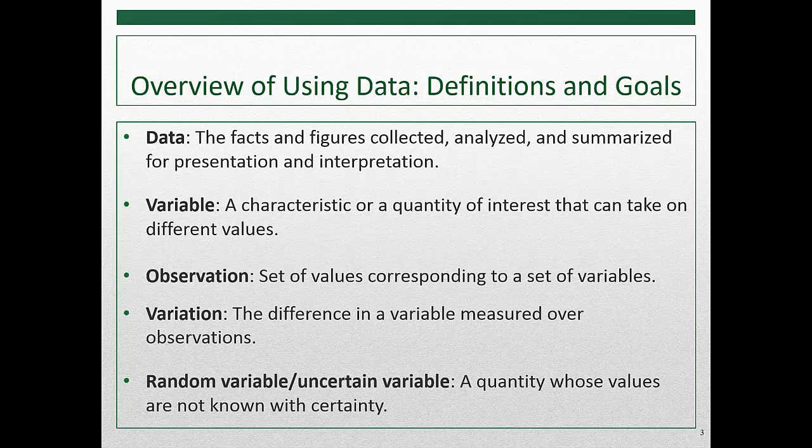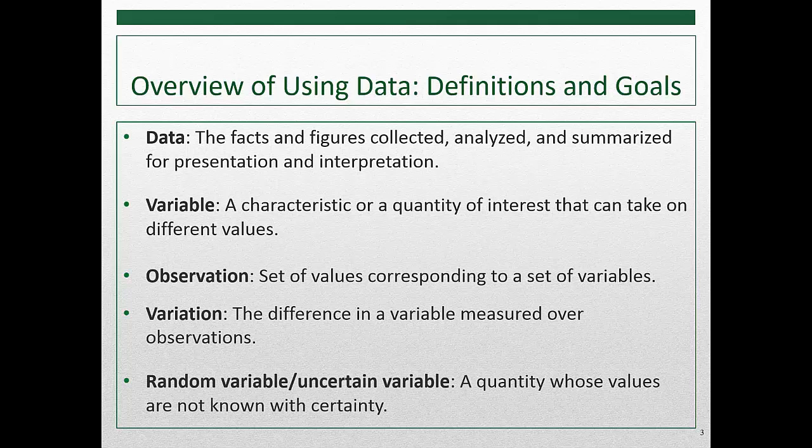What about variation? That's the difference in a variable measured over observations. For example, when we measure the temperature of each single city in the United States on a specific day, let's say January 1st, 2017, they will not take the same value because they have different temperatures for different cities. So the difference between the temperatures in different cities is considered variation.